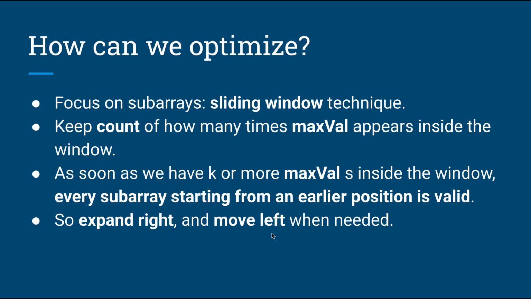The first step is to find the maximum value in the array. Use two pointers, left and right, for the sliding window. Expand the right, and start counting how many times the maximum number appears. Shrink from the left when the window has enough maximum numbers. Count all the valid subarrays by adding left to our result, and that's all. That is very simple, right?